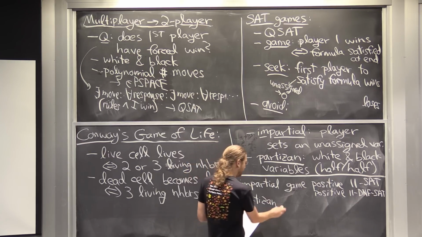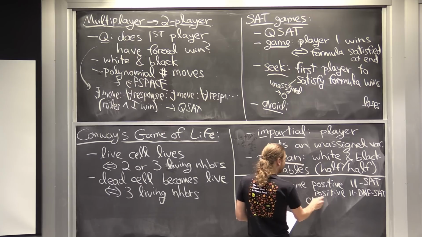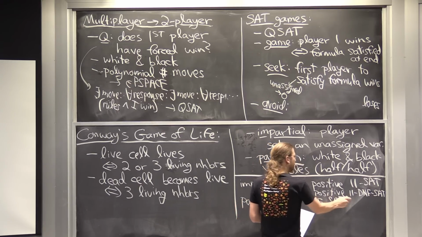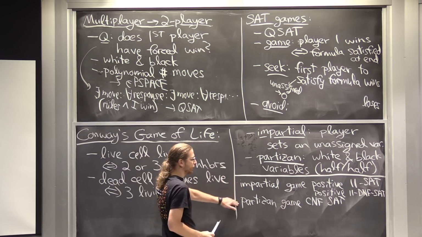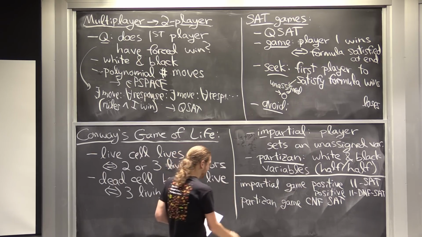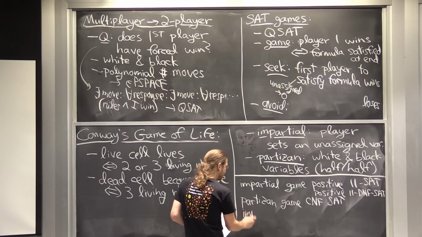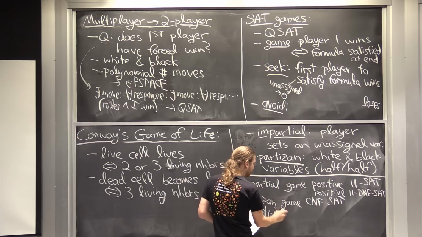So the next one is partisan game CNF-SAT. Here we don't have positive and we don't have the bound 11, but we change impartial to partisan. That still is hard. And next we have a whole bunch of games that work both for impartial and partisan moves.